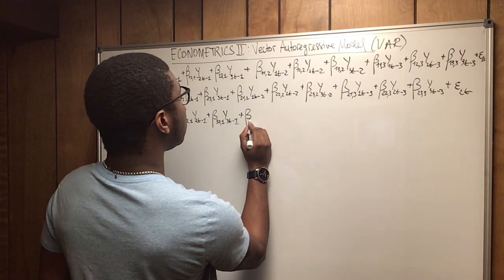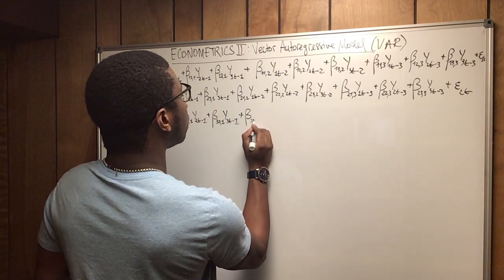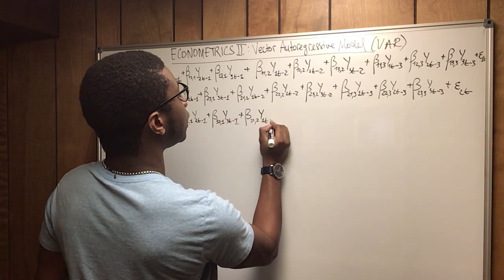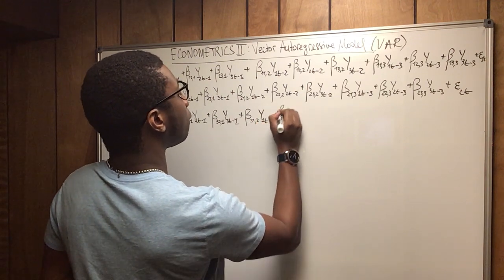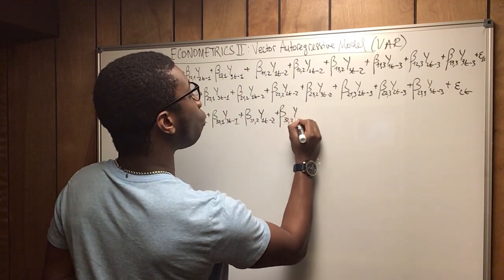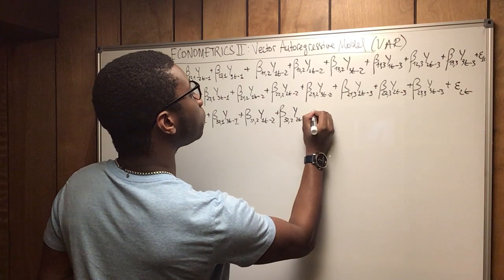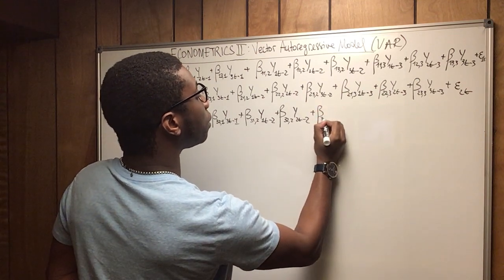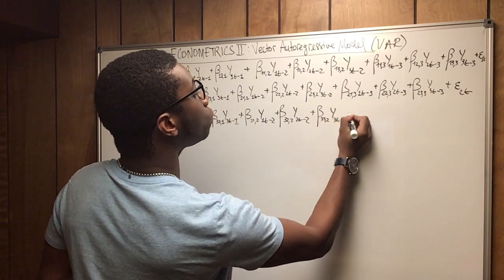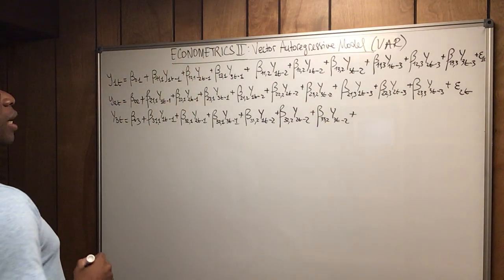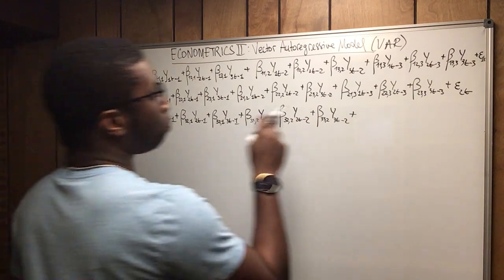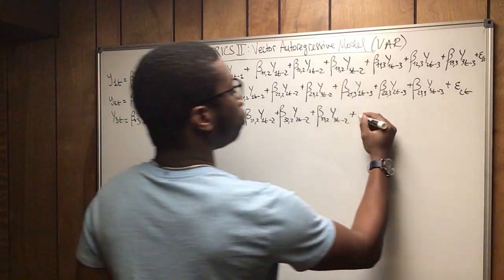Beta 31,2 times y1t minus 2 plus beta 32,2 times y2t minus 2 plus beta 33,2 times y3t minus 2. We finish grouping all the coefficients for the second predictor. Now we're moving to the third predictor set.